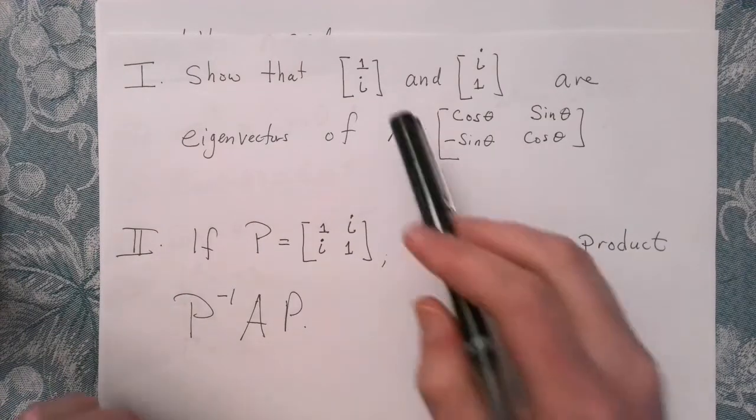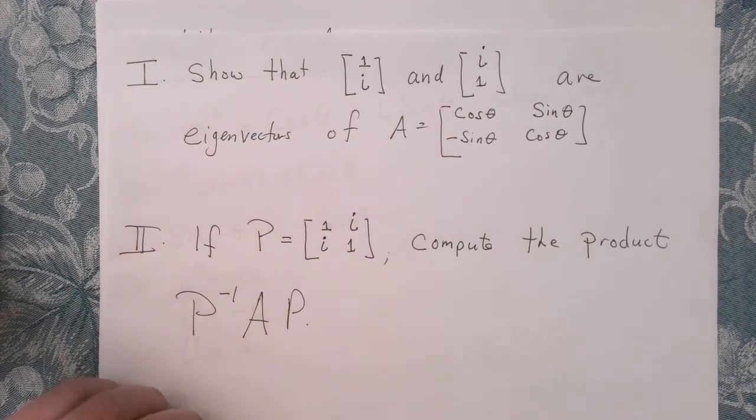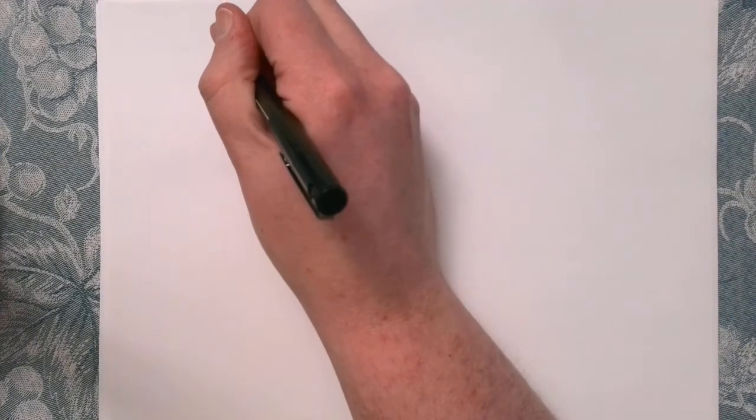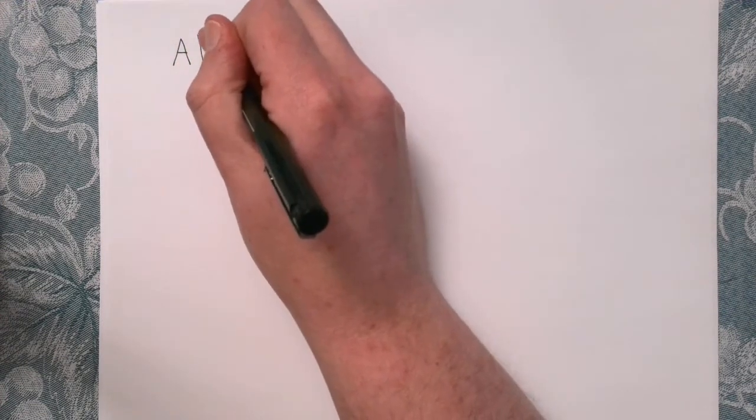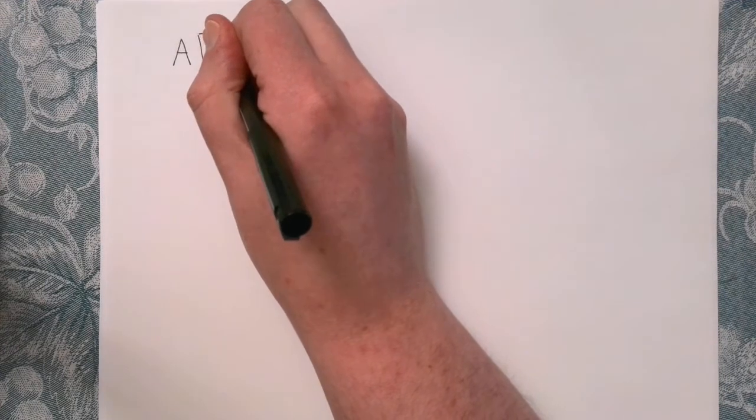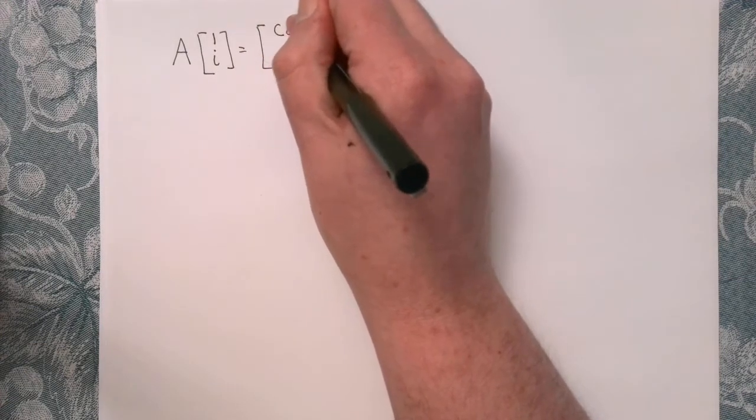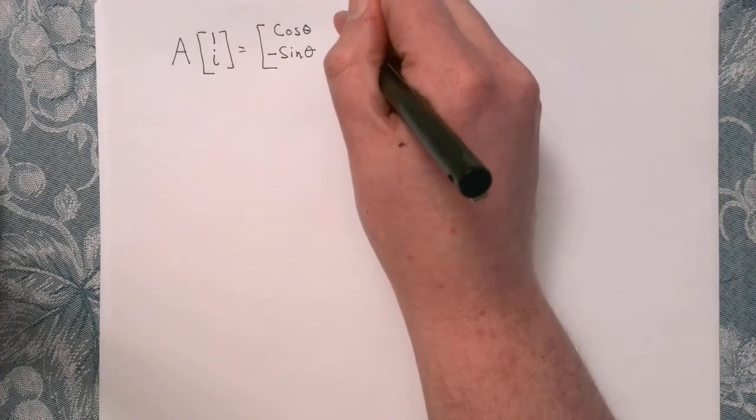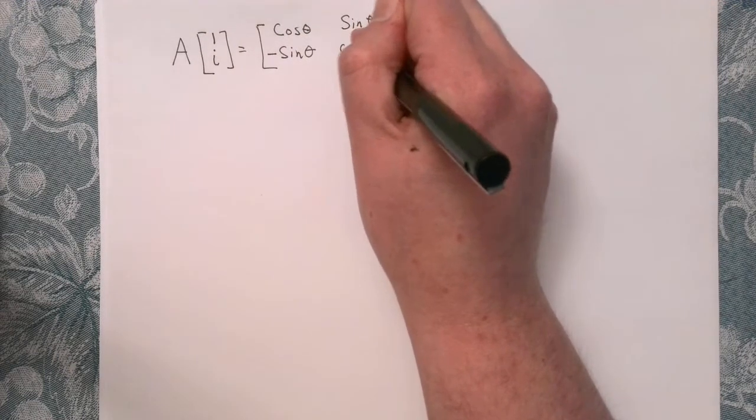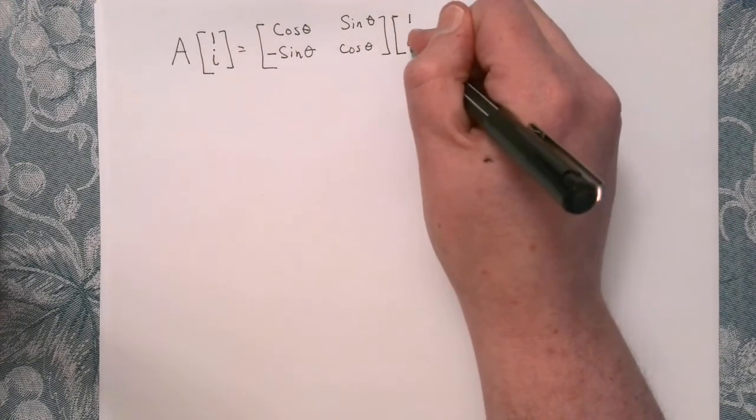So first, let's work with this column vector. Let's go ahead and show that this column vector is an eigenvector of the matrix A. So we want to compute a product. We're taking the matrix A and we're going to multiply by the column vector (1, i). So the matrix A looks like cosine of theta, and then below minus sine of theta. And then here we've got sine of theta, and then cosine of theta, multiplying by the column vector (1, i).